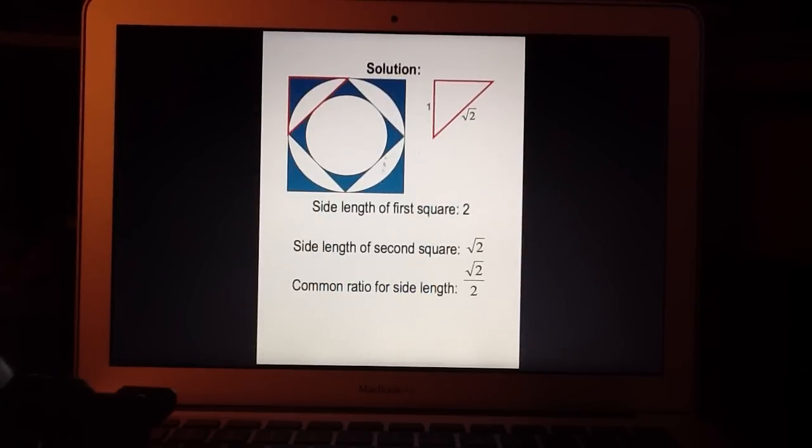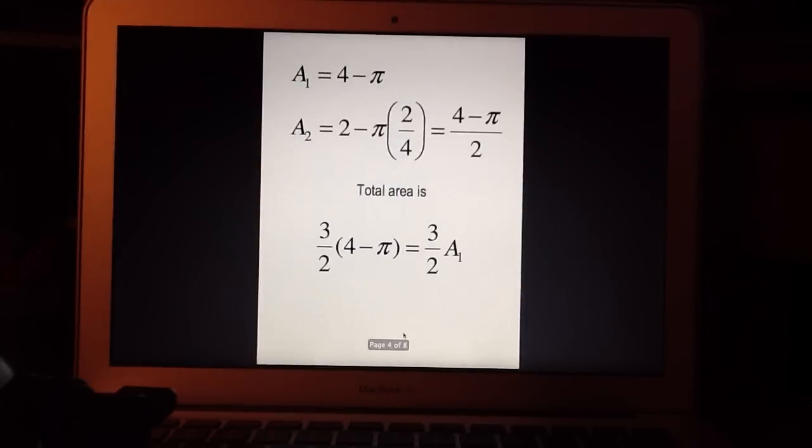If we take a look at the figure, there's actually a really important 45-45-90 triangle tucked away in the corner. We know that the hypotenuse would have to be radical 2, which means the side length of the first square is 2 and the side length of the second square is radical 2. This gives us the common ratio for finding side lengths as rad 2 over 2. This will become very important as we move forward.